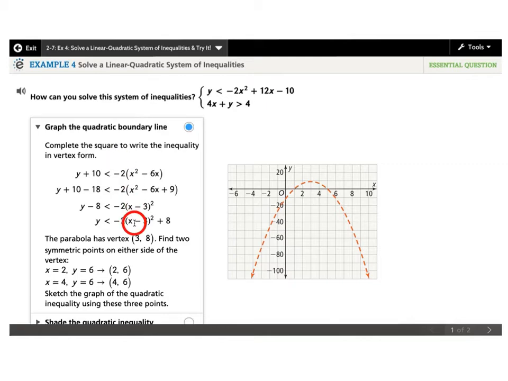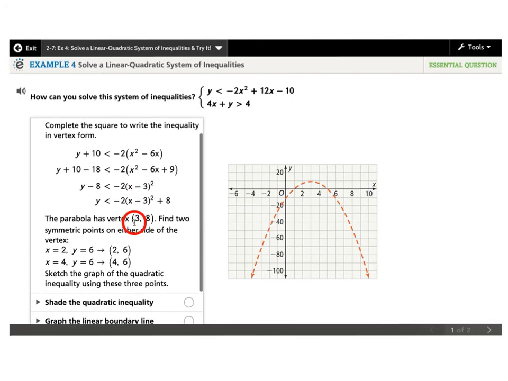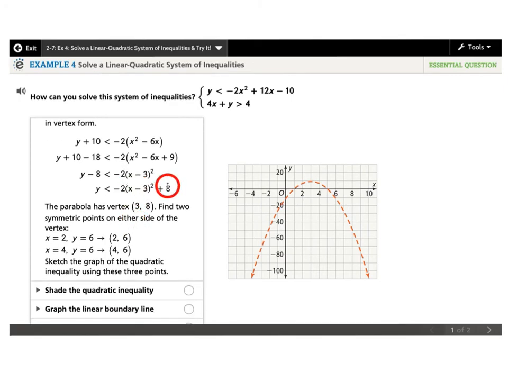the vertex form right here, right? And the parabola vertex, once you get this, is positive 3 and positive 8. So now it's right here. And then you can find two symmetric points on either side. Find something easier, smaller number. In this case, I chose 2 and 4. I plug it in, I have the y value, and then therefore I can sketch it out.